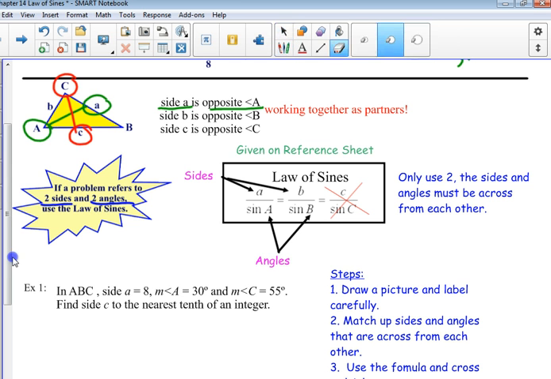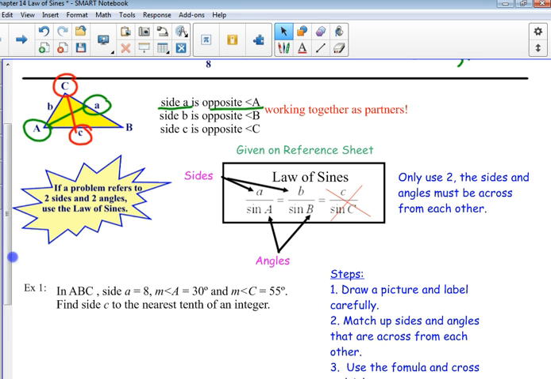Now the law of sines is another thing that's given to you on your reference sheet, which is great. But I want to make sure we understand, because on your reference sheet it looks like this whole thing. What it does is it gives you three proportions that are all equal. And really, though, you are only going to be using two of them. You're only going to use two.